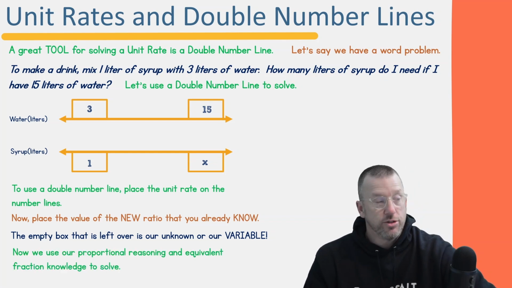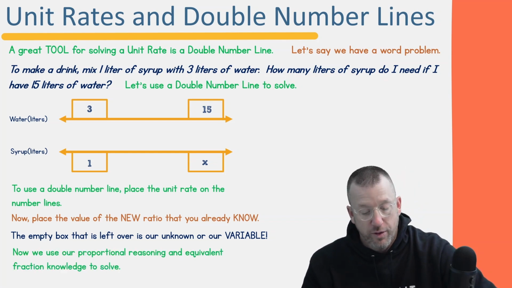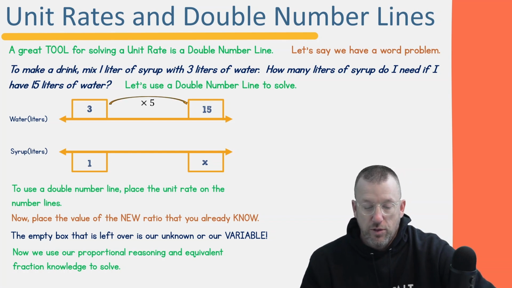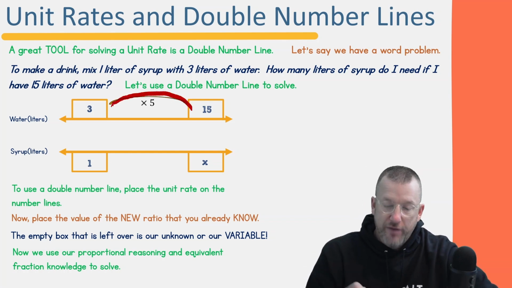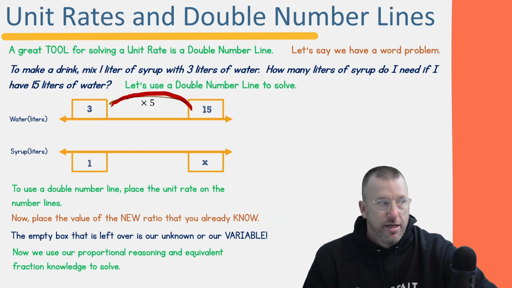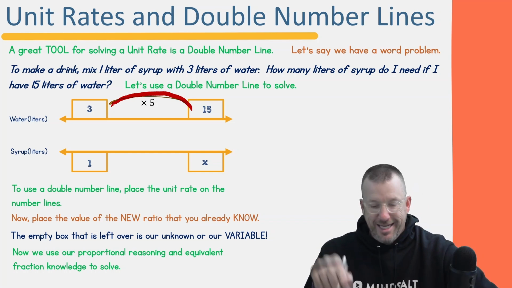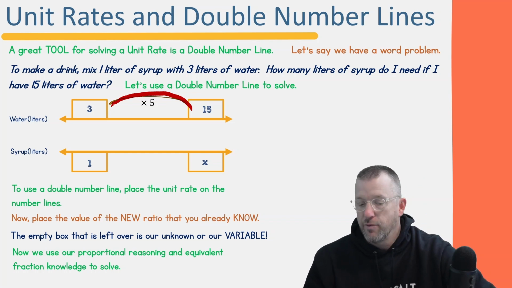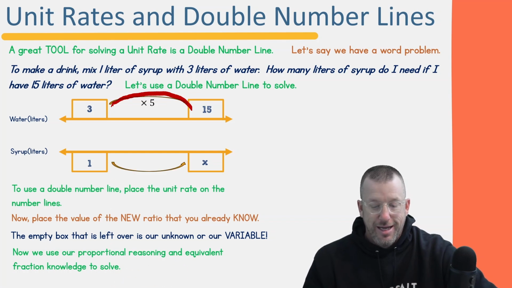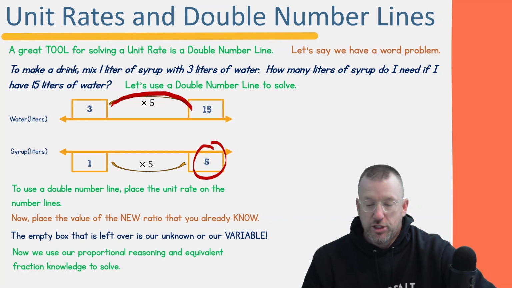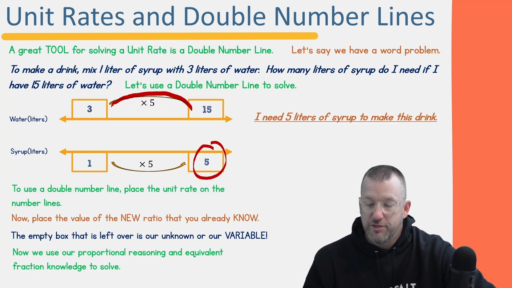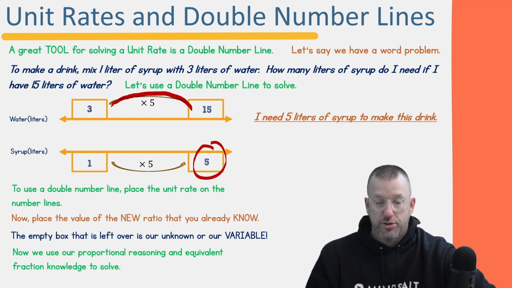So how do we do it? We use our proportional reasoning and equivalent fraction knowledge to solve. So what did I do to get from the 3 to the 15? Well, I multiplied by 5. And according to our proportional reasoning, the rate has to stay the same in a ratio in order for it to be proportional. And the same thing with equivalent fractions. Whatever I do to the top, I have to do to the bottom. Okay, so if I multiply the top by 5, I multiply the bottom by 5. What's 1 times 5? It is 5. Very good. And so our ratio is I need 5 liters of syrup to make this drink. That's the answer to the question.